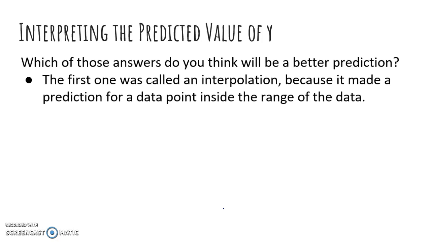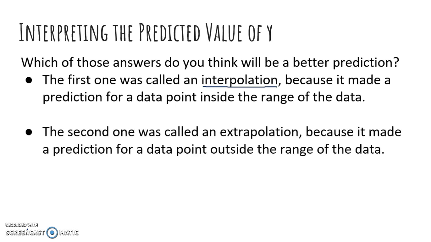So the first one was called an interpolation, because it made a prediction for a data point inside the range of data. So if you go back and look at your notes from the previous presentation, or the previous PowerPoint and you recall the list of data, 2,700 fell within the range of data values for the size of the house. So because it used a data point that was inside the range, it is called interpolation.